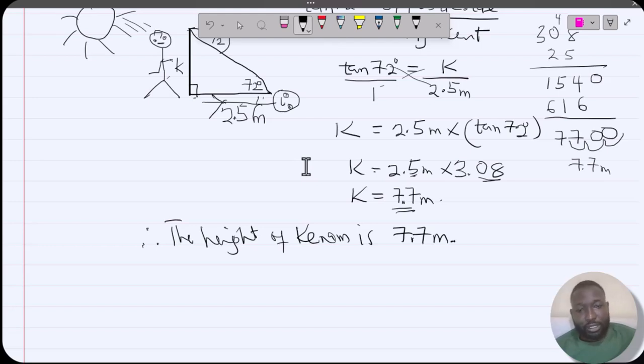Alright. So basically that is it about angle of depression.